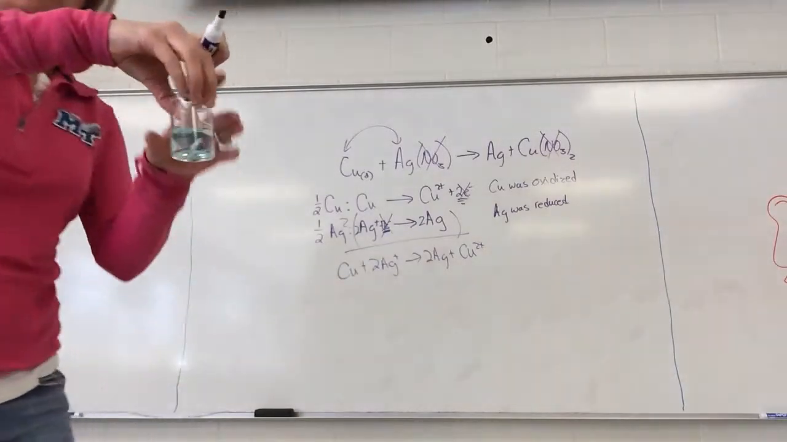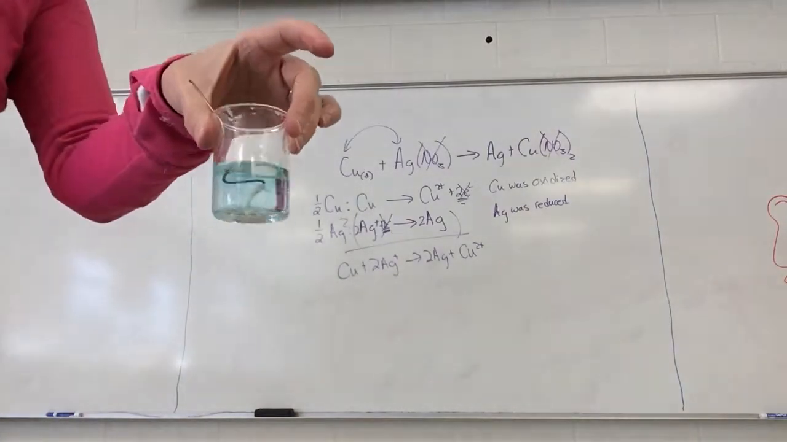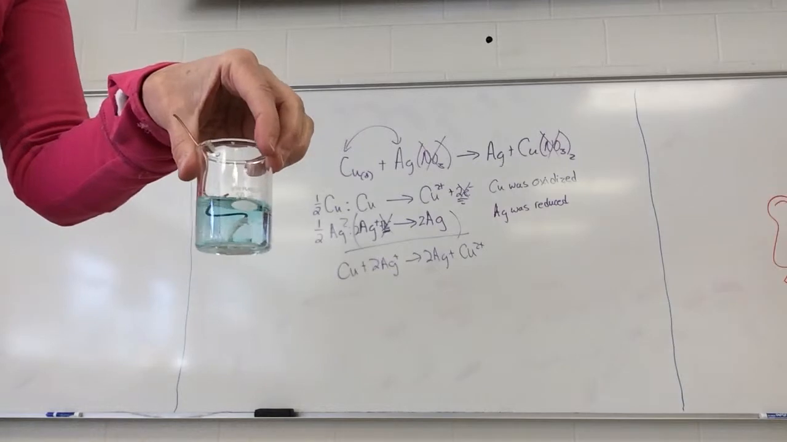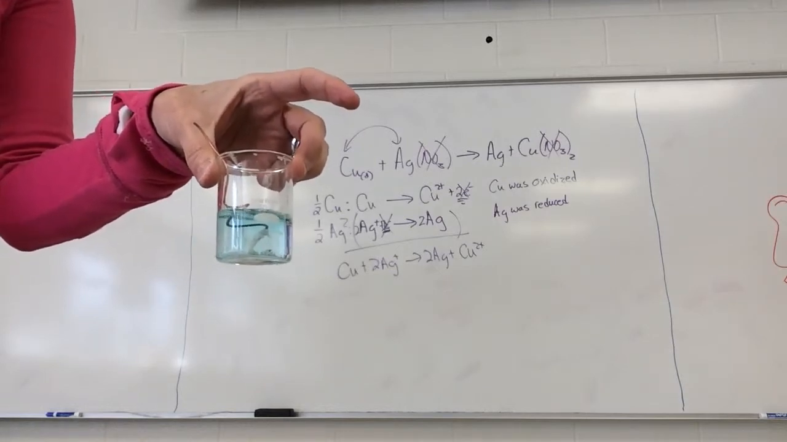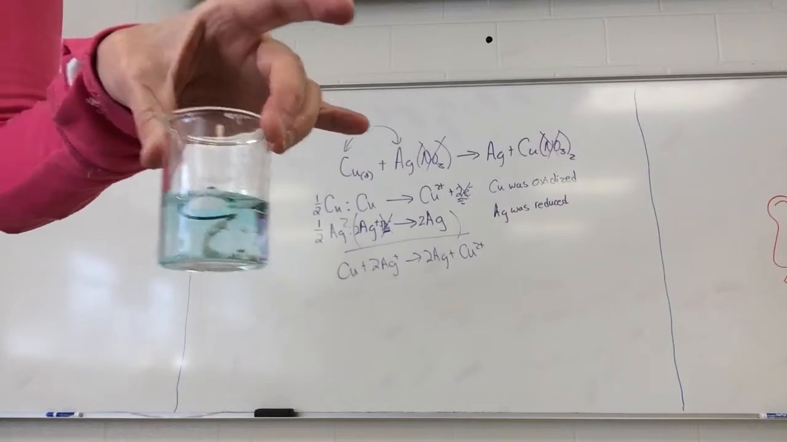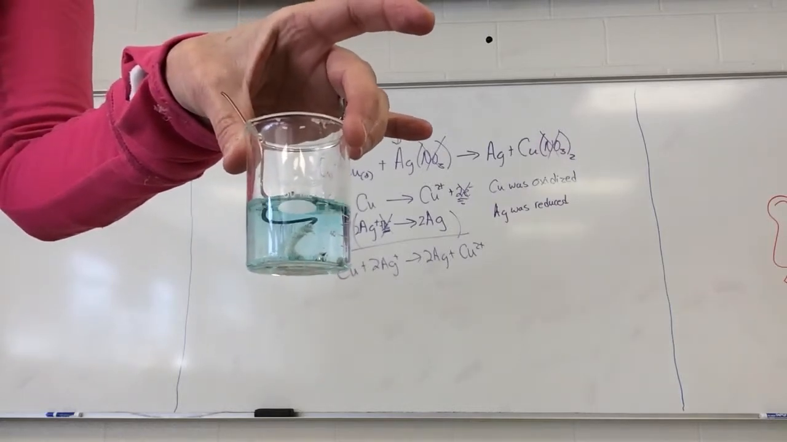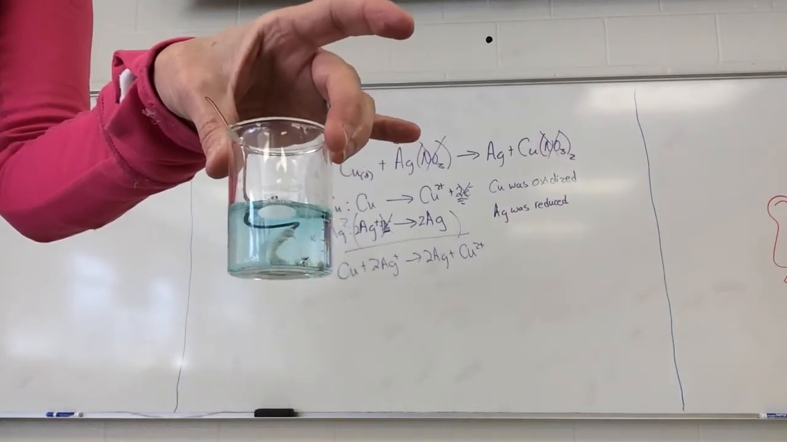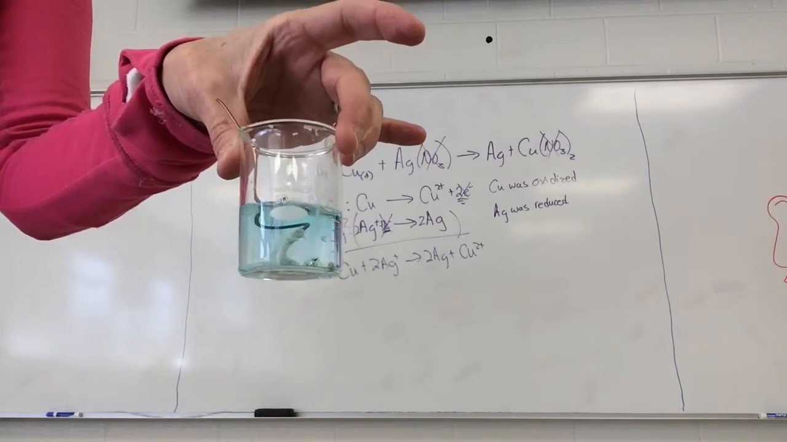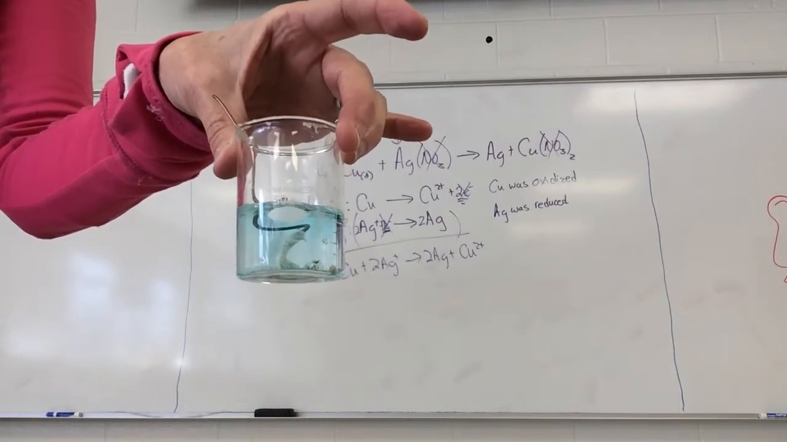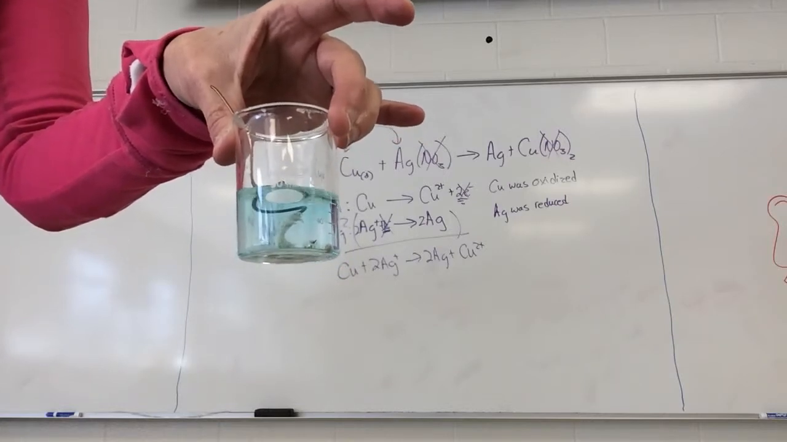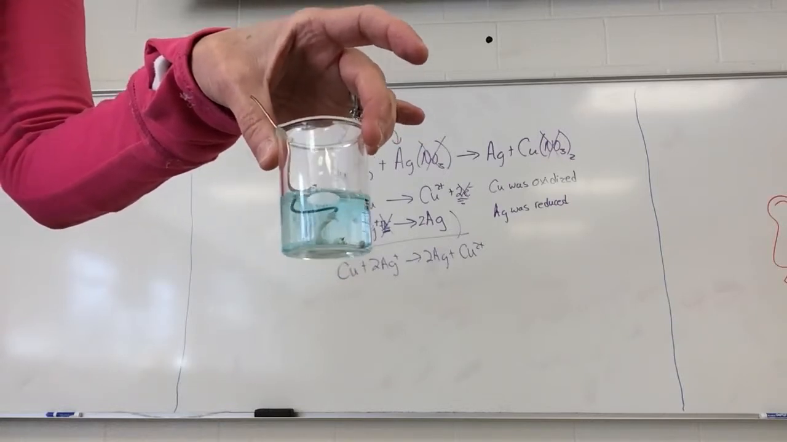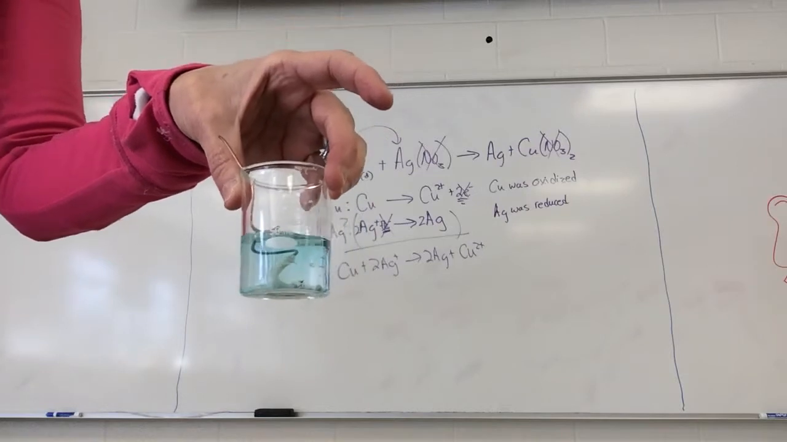Let's look back at our little reaction here. See how that solution is turning blue? That is what we have written on the board. As the silver is replacing, see how it's getting fuzzy, that silver on the wire? It is replacing the copper. The copper is going from elemental neutral state to a +2. As it goes to a +2, then we have that blue colored solution because of those partially filled d orbitals.